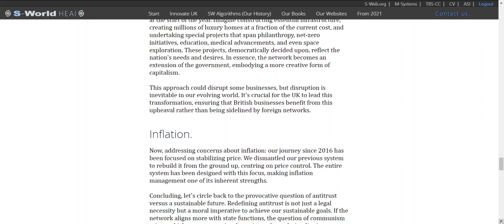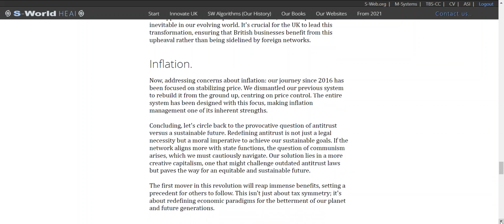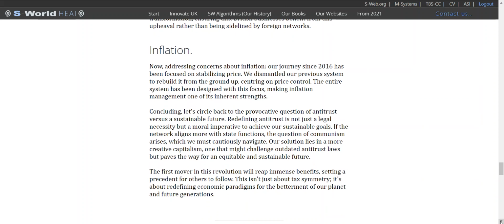This approach could disrupt some businesses, but disruption is inevitable in our evolving world. It's crucial for the UK to lead this transformation, ensuring that British businesses benefit from this upheaval rather than being sidelined by foreign networks. Someone's going to do this. It should be us.